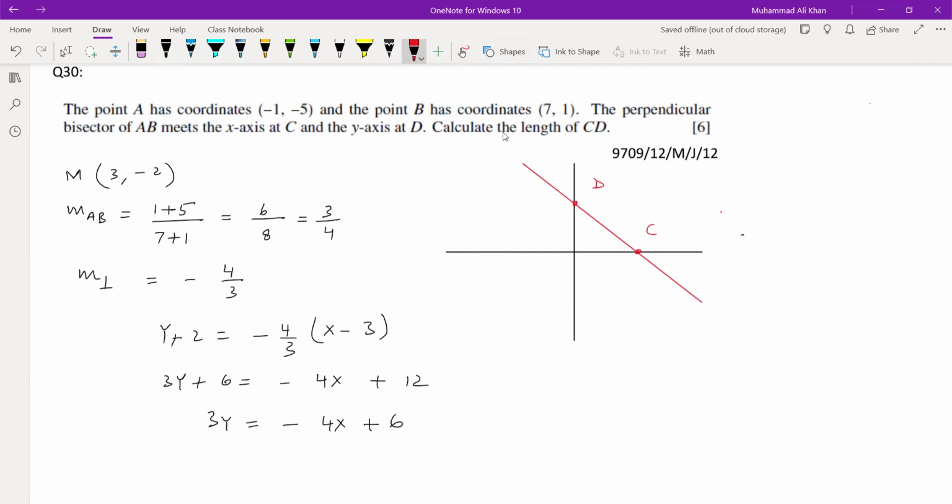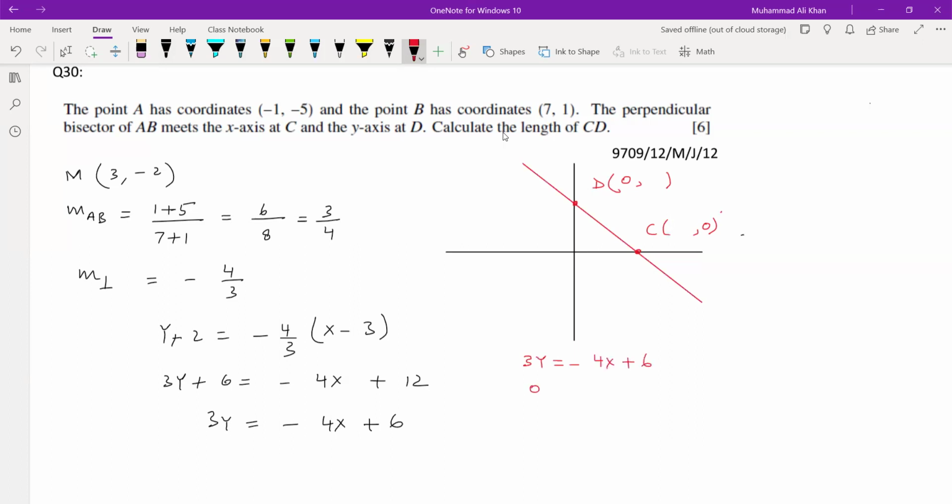So it means first we must have the coordinates of C and D. Now how will the coordinates of C come? Children, in C, y will be 0 and x will have some value. In D, x will be 0 and y will have some value. Now look, this is the equation of the perpendicular bisector: 3y equals minus 4x plus 6.